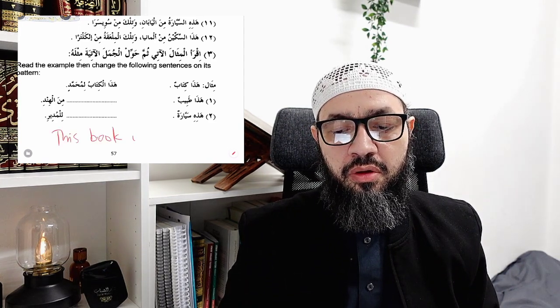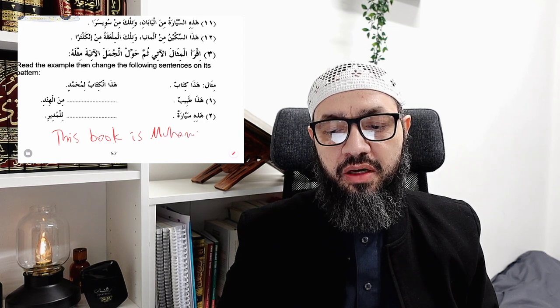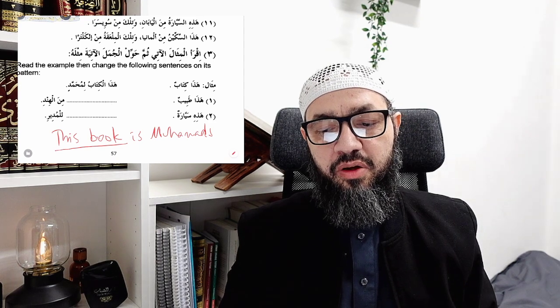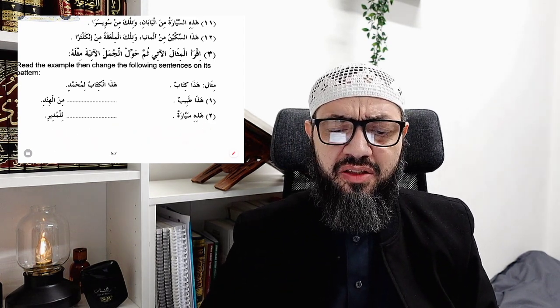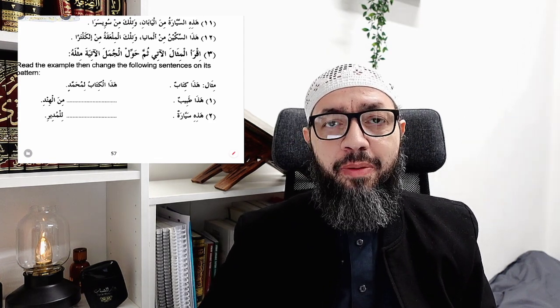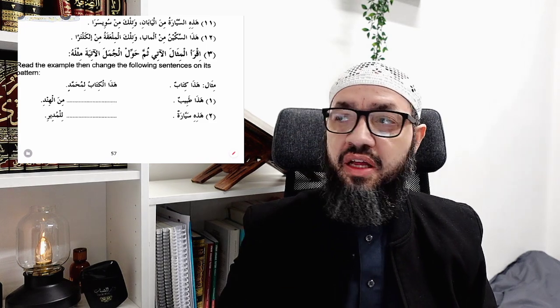But when you say this book is Muhammad's, it belongs to Muhammad, right? Now this book altogether is the subject. The word after is becomes the predicate, li Muhammadin, right? So that's the difference between the two sentences in terms of the meaning. Now, what about in terms of how it's formed in the structure? Let's have a look at the Arabic here.